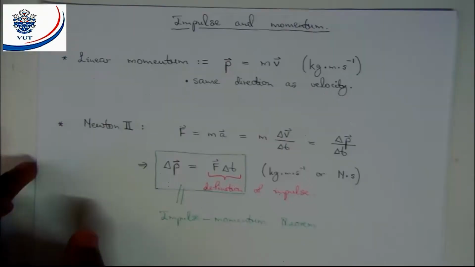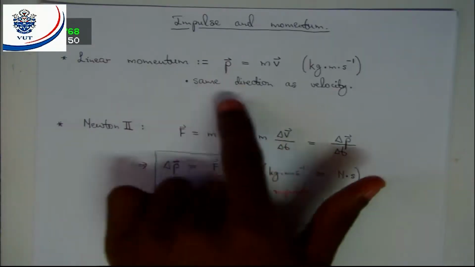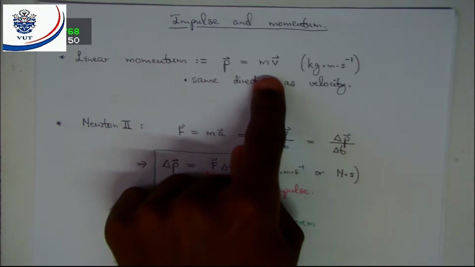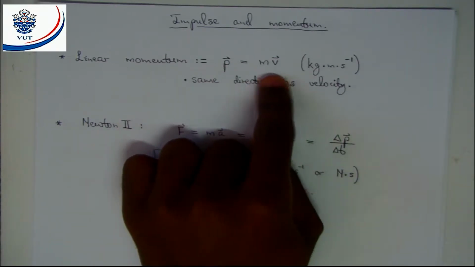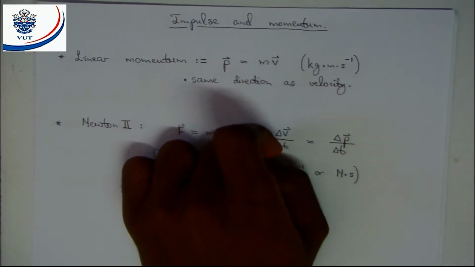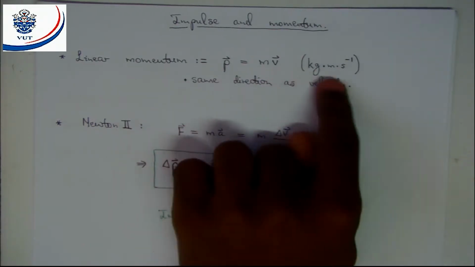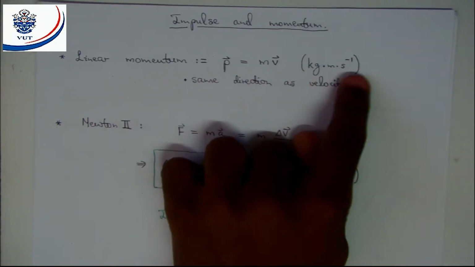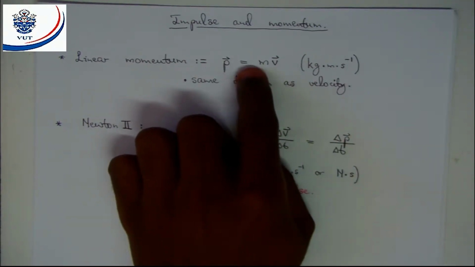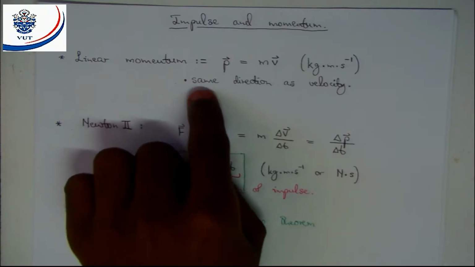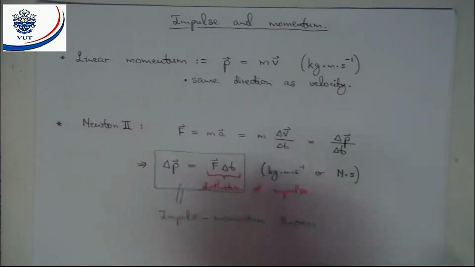So, summary: we said linear momentum is p, and it's a vector, so it has an arrow. We said p is equal to mass times velocity, so it's velocity multiplied by mass. We know velocity is a vector, and the unit is kilogram meters per second. And you can see that there's no negative sign in front of the equation, so momentum is in the same direction as velocity.